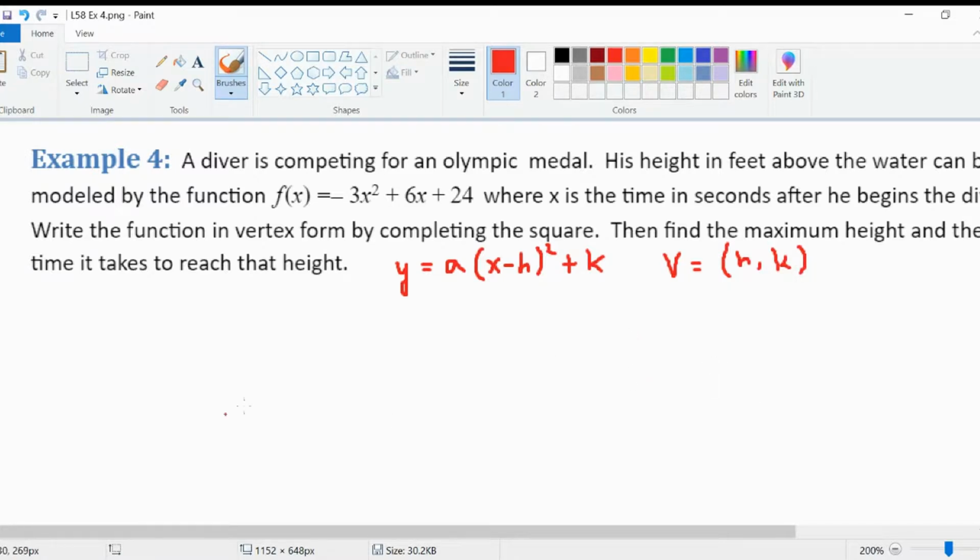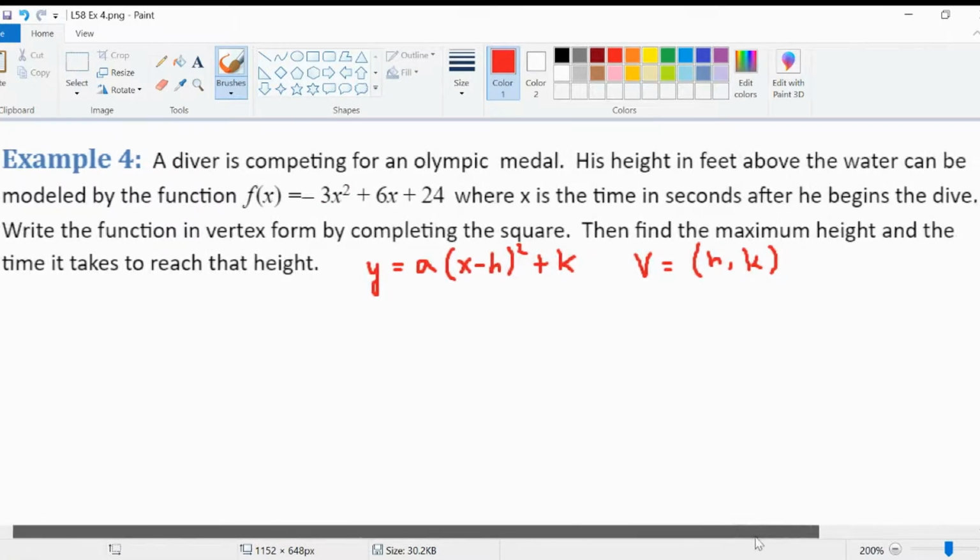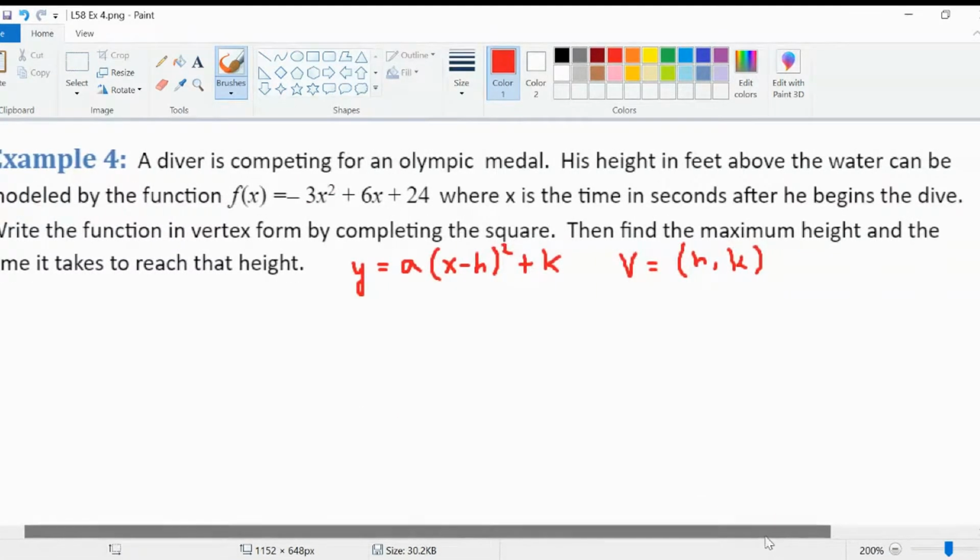So we're going to get this into vertex form. Right now you'll notice it's in standard form. As we read through this, we want to get it into that vertex form. A diver is competing for an Olympic medal. His height in feet above the water can be modeled by the function f of x equals negative 3x squared plus 6x plus 24, where x is the time in seconds after he begins the dive. Write the function in vertex form by completing the square, then find the maximum height and the time it takes to reach that height.